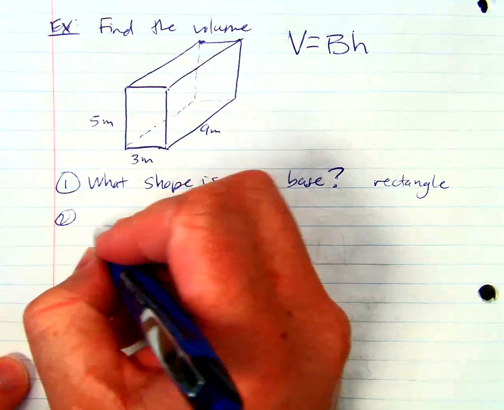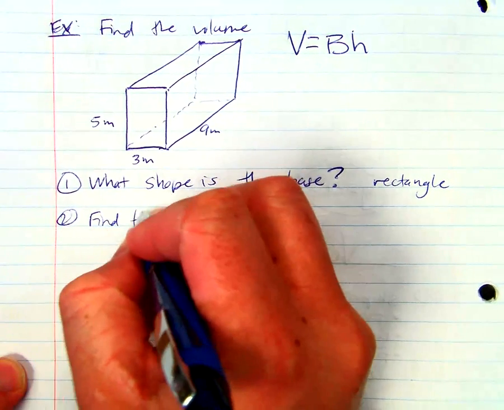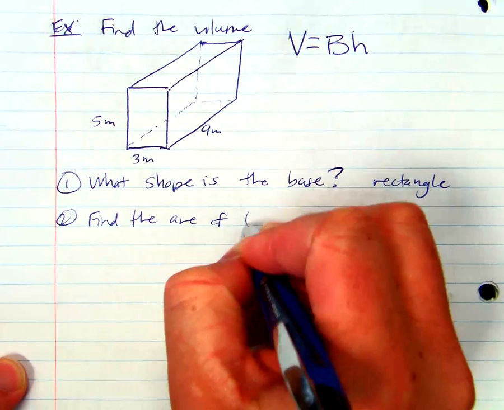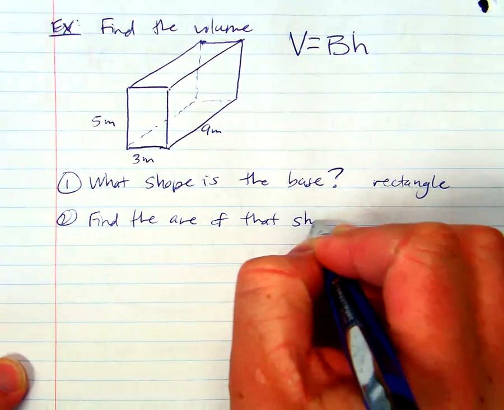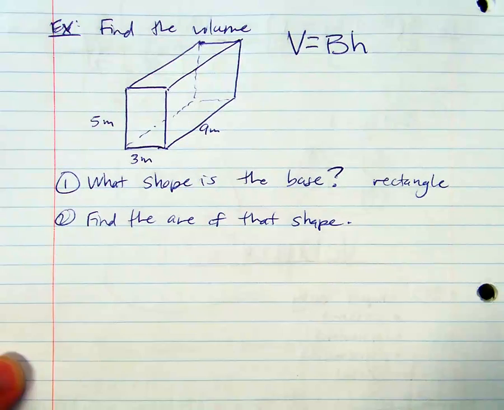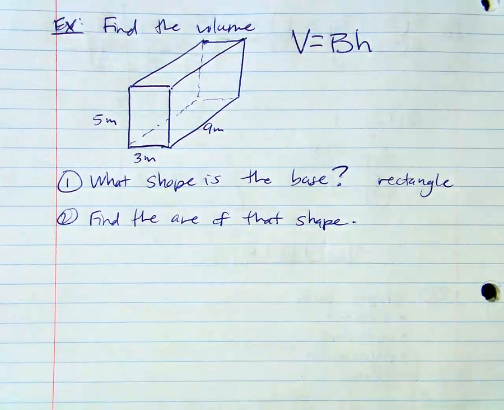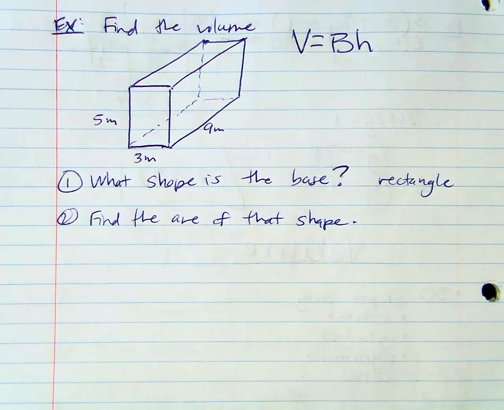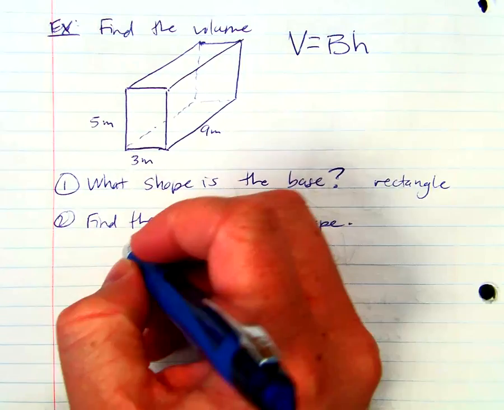Second step, you need to find the area of that shape. So this is where you need to remember all the different area formulas that you were using last week and the Friday before that. So you have to remember that a triangle is half of the base times the height. You have to remember that a rectangle is base times height. You have to remember that a circle is pi r squared. You have to remember all these different things about all these different shapes. For this one, it is a rectangle.